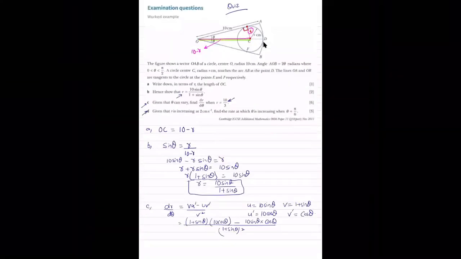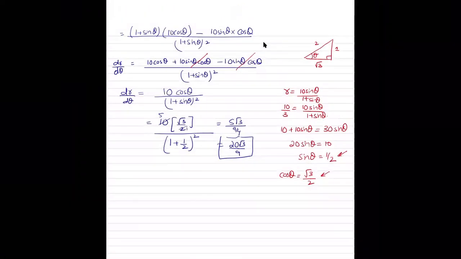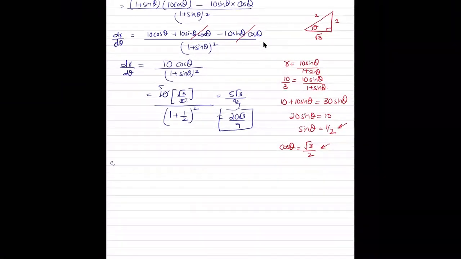Now the last part says, given that r is increasing at a rate of 2 centimeters per second, find the rate at which theta is increasing when theta is pi by 6. If r is increasing at this rate, that means we are being given dr over dt. We want to find d theta by dt when theta is pi by 6. So we'll have to use the chain rule. dr by dt is equal to dr by d theta times d theta by dt.